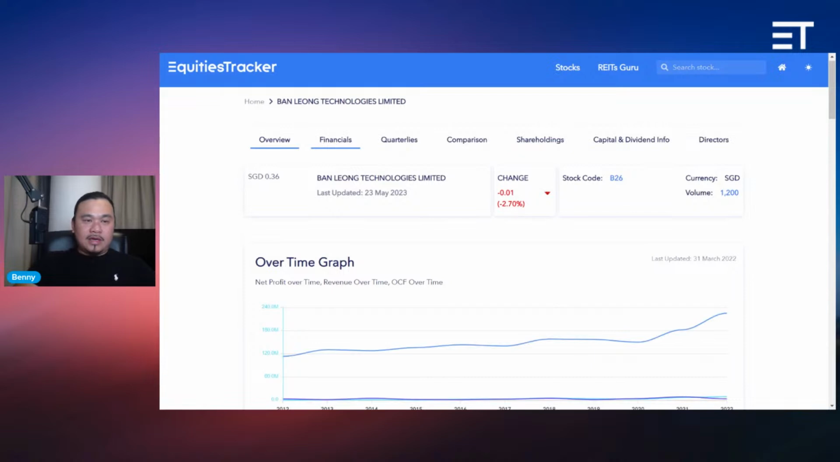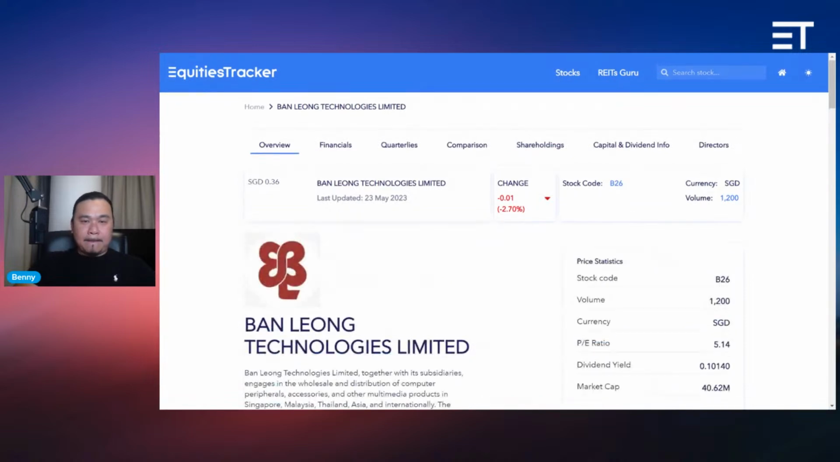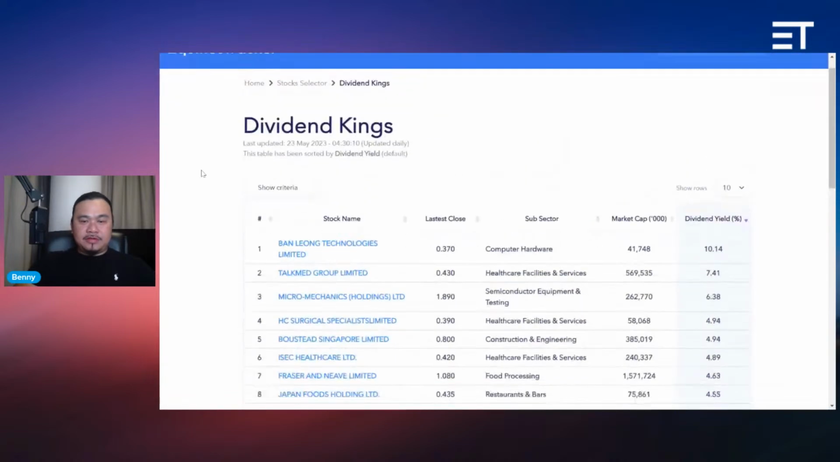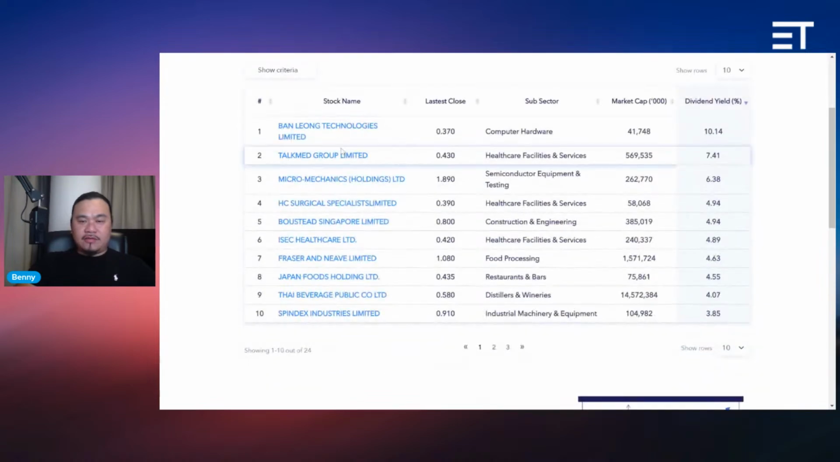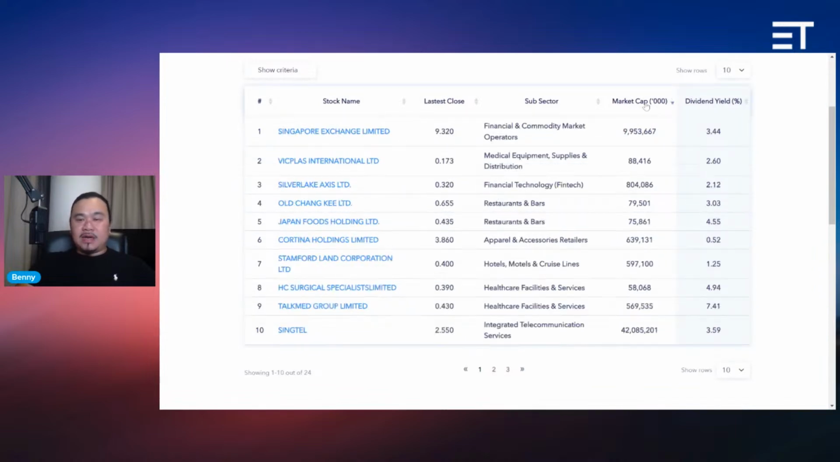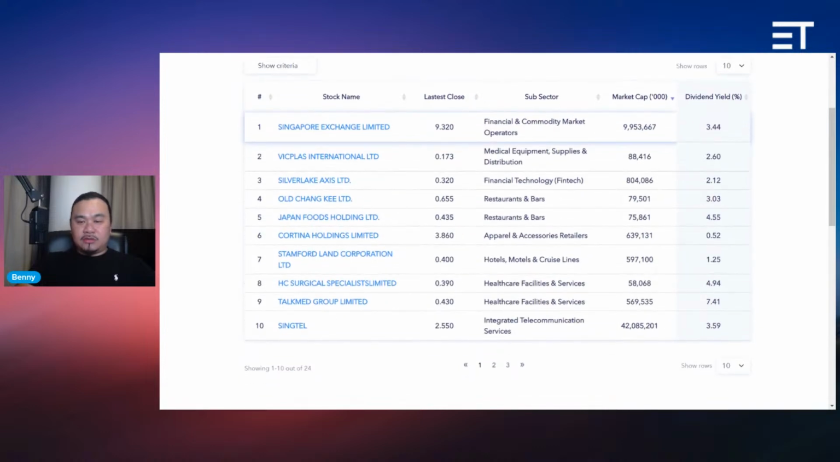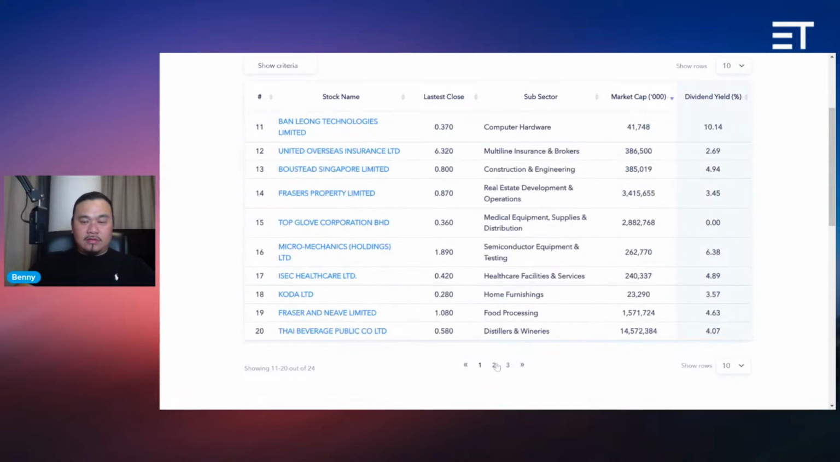So I'm going to go back again to the list. Okay, so these are dividend kings, and of course I can look at the rest of them. If you're looking for a bigger cap company, for example, I can also sort this list by market cap. You can see Singapore Exchange is one of the biggest over here. And if you go on, I can look at the other ones as well.